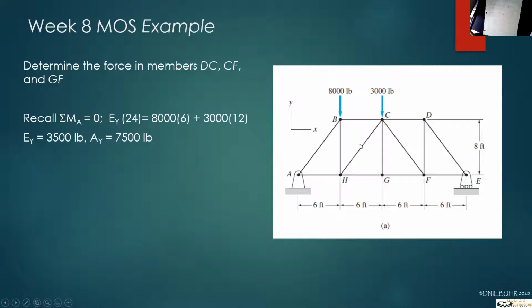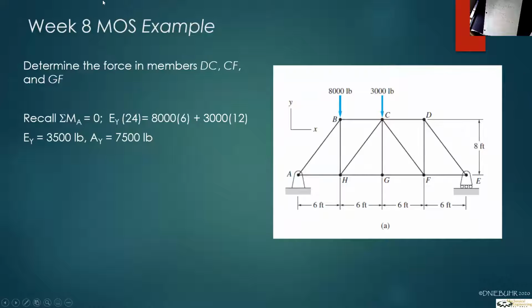So here we have this. This should look familiar. It's what we looked at last week, and only last week we did method of joints. And so here we're going to do method of sections in the same one. So you recall that EY and AY, the reactions were 3,500 and 7,500. And so that's the first thing you're going to do most of the time on trusses: find those external reactions.